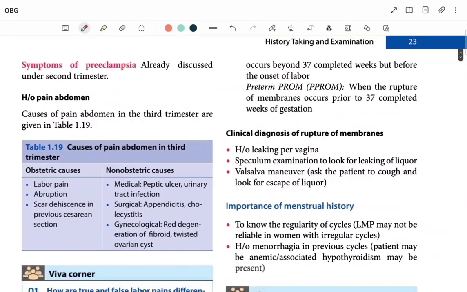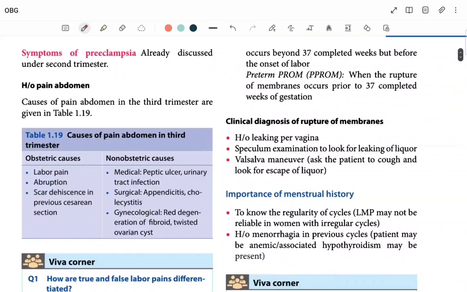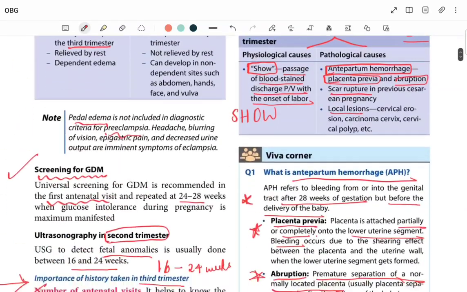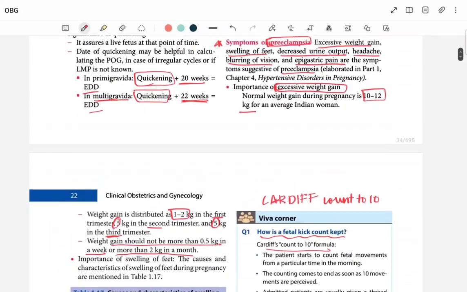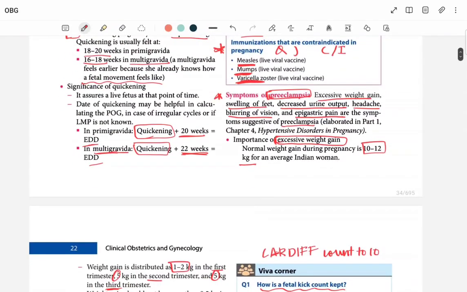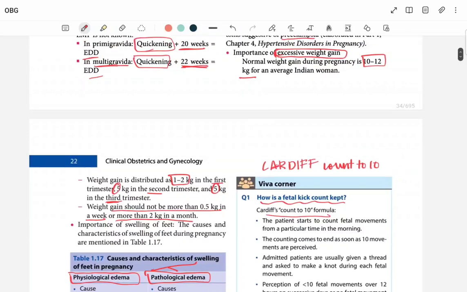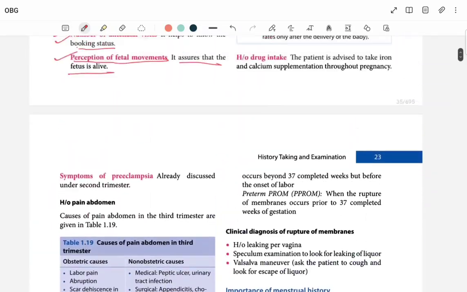So the symptoms of preeclampsia we already discussed under the second trimester itself. They are the same symptoms: swelling of the feet, blurring of vision, headache, decreased urine output, all of them. So let's just revise once again. Excessive weight gain, swelling of feet, decreased urine output, headache, blurring of vision, and epigastric pain. These are the symptoms suggestive of preeclampsia.